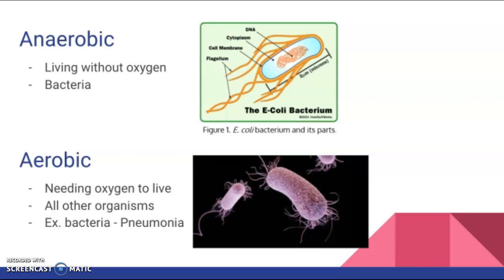Aerobic means that it has to have oxygen. All other organisms are aerobic. Even a plant, even though it's not breathing in oxygen, there is oxygen in that carbon dioxide. So they still need the molecules of oxygen to survive. So anything that uses oxygen would be considered aerobic. Anaerobic means no oxygen or without oxygen.